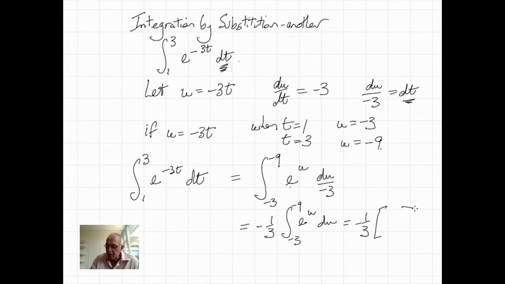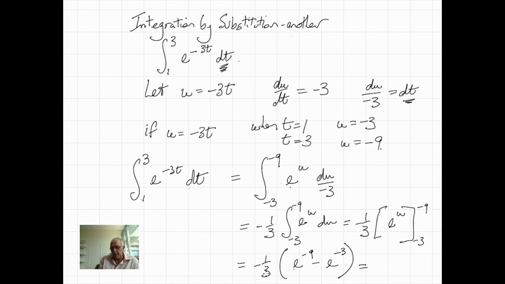Now what is the integral of e to the u with respect to u? The integral of e to the u with respect to u is just e to the u, between negative 3 and negative 9. The next step is to substitute in these values. So that'll be equal to e to the minus 9, put in the top value first, minus e to the minus 3. And when you work that out, you multiply your answer by negative 1/3.